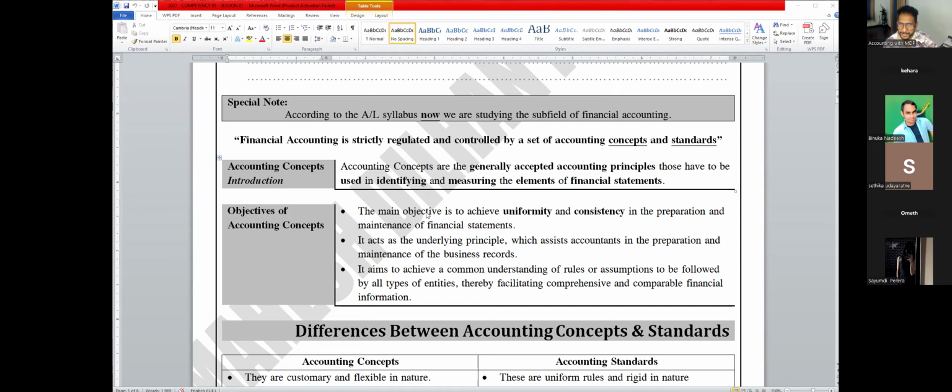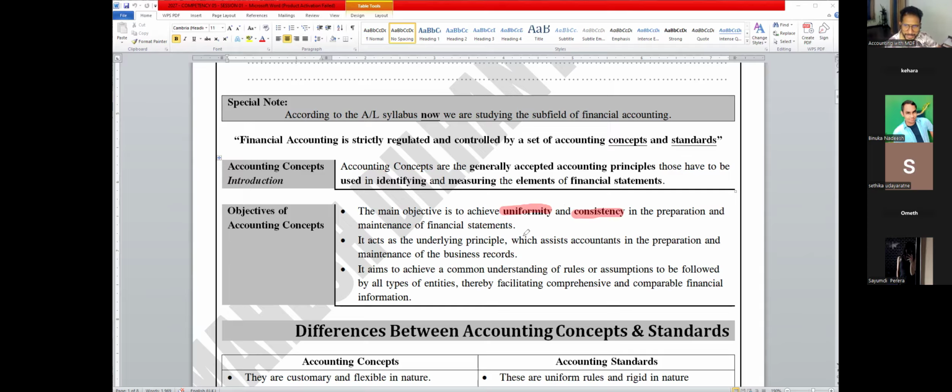Then likewise these concepts are designed not to do anything. Look at this one. Highlight this one. Highlight it like this. This is designed to achieve uniformity and consistency in the preparation and maintenance of financial statements.